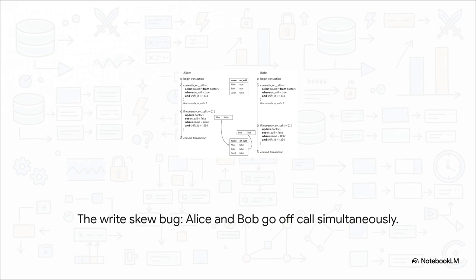for one to leave. So Alice's transaction safely updates her record to take herself off call. Bob's transaction acts on that exact same premise and updates his record to take himself off call. They both commit successfully, and the result, the hospital now literally has 0 coverage. No one is on call. The application logic was sound, but the concurrent execution completely broke the business rule.